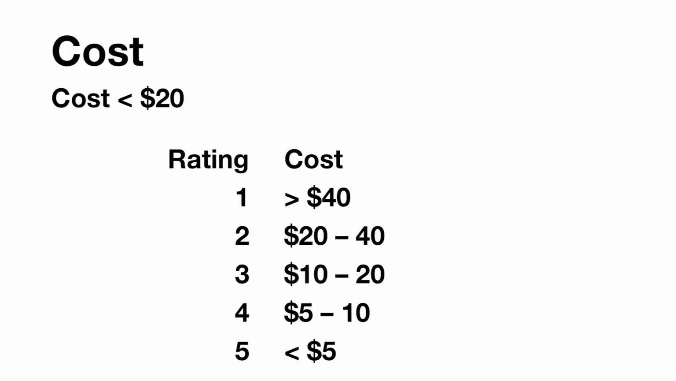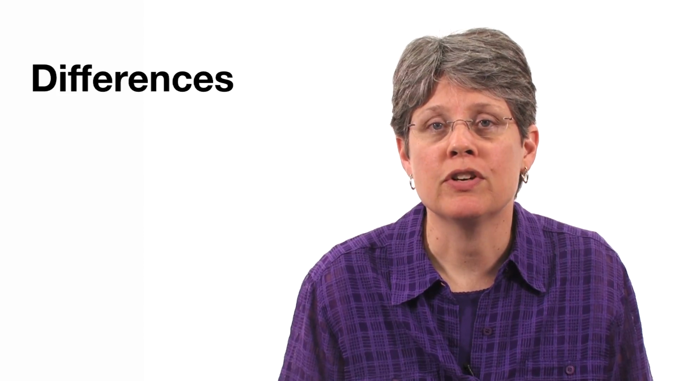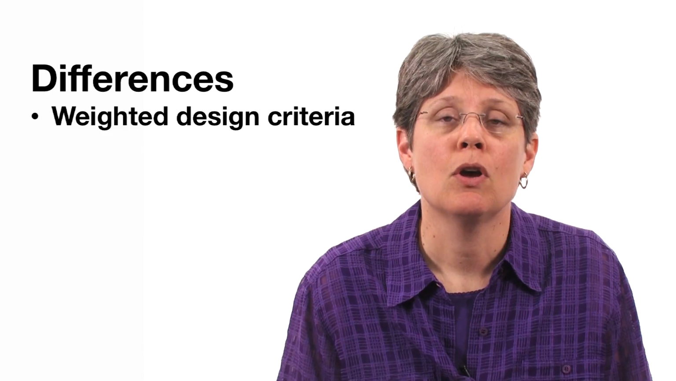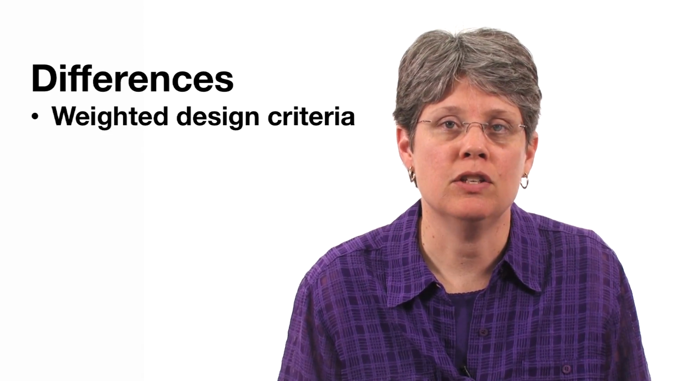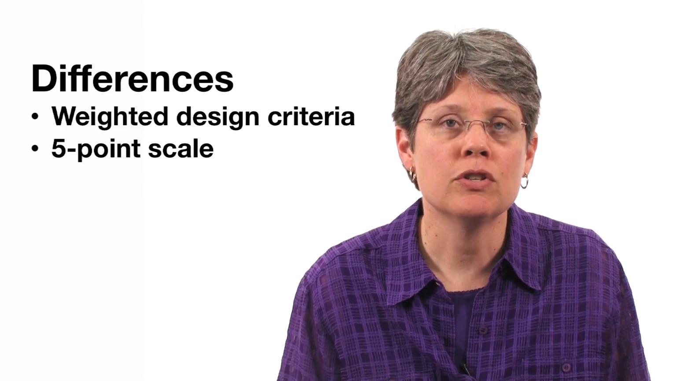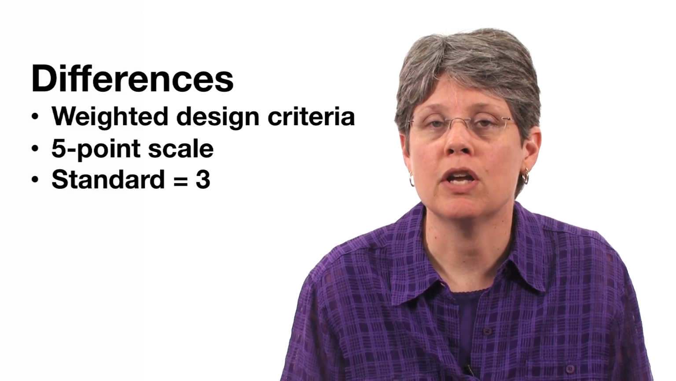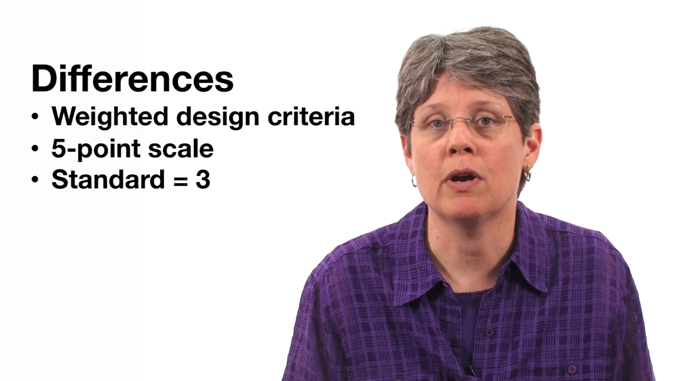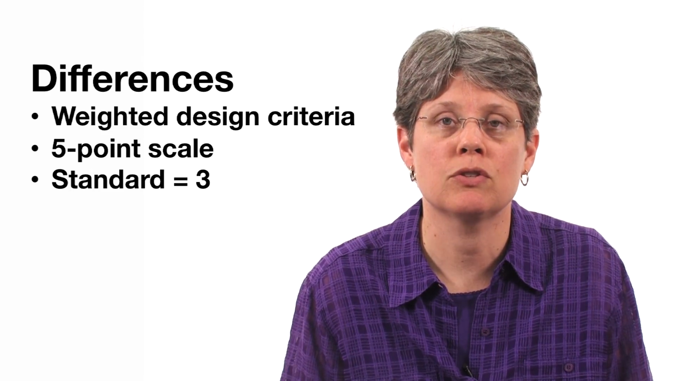With each level for each design criteria set, this allows a team to move through filling out the Pugh matrix in a very systematic way. Mini recap. The first difference is that design criteria are weighted in a scoring Pugh matrix. We just spent time talking about the second difference, which is using a 1 to 5 rating scale. The third difference is that the standard in a scoring Pugh matrix is a value of 3, not a 0, as it would be in a screening Pugh matrix.